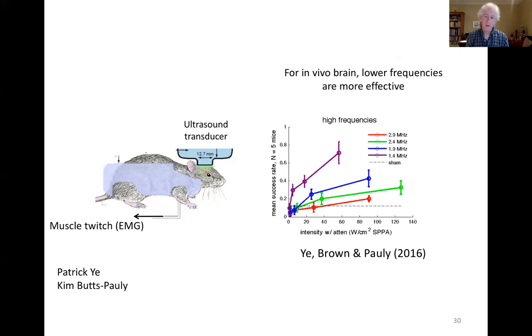And so what they've found is the opposite of what we found in the retina. What they have found is that lower frequencies are more effective. By changing frequencies, now this is in somewhat of a different range, 1.4 to 2.9 megahertz, although we've included those ranges in the retinal experiments. They found, here's the intensity axis down here, and this is the probability of muscle twitch on the y-axis, that lower frequencies are more effective, higher frequencies are less effective. Okay, so there's somewhat of a mystery here, potentially just different mechanisms, potentially just different physical effects.